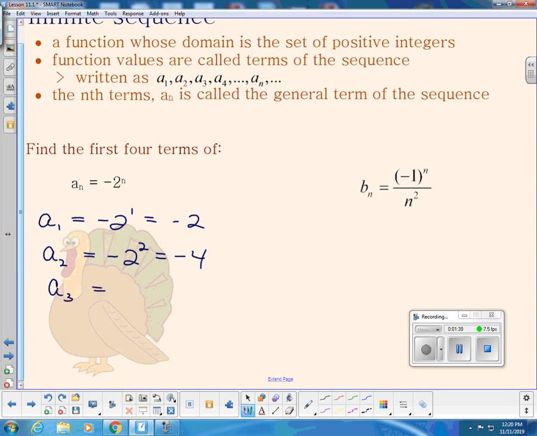A sub 3 is negative 2 to the third. And A sub 4 is negative 2 to the fourth. So, not hard. So negative 2, negative 4, negative 8, negative 16, and so on and so on would be the terms.